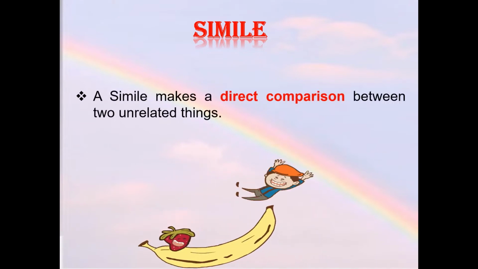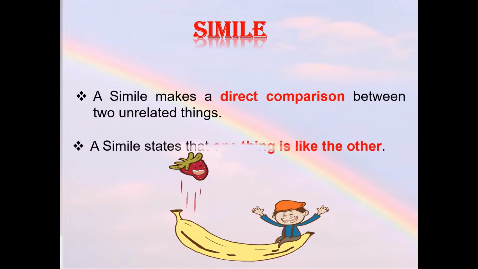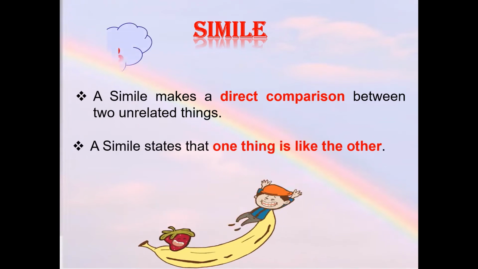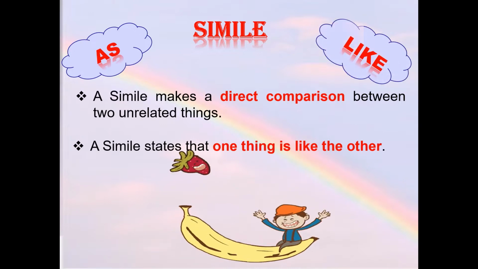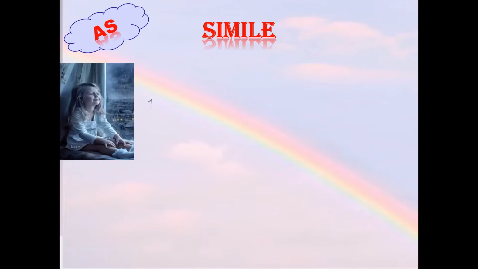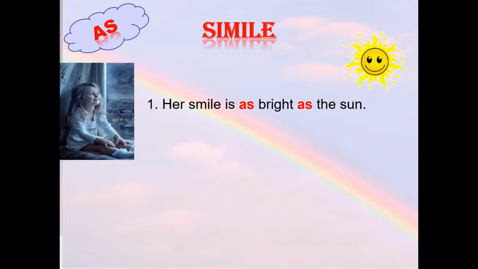A simile makes a direct comparison between two unrelated things. When two things or objects are compared, using the word like or as, we call it a simile. Now let me give you some examples of simile to make the concept clear. Her smile is as bright as the sun. Here in this sentence, her smile is compared to the brightness of the sun. We have used the word as for comparison.